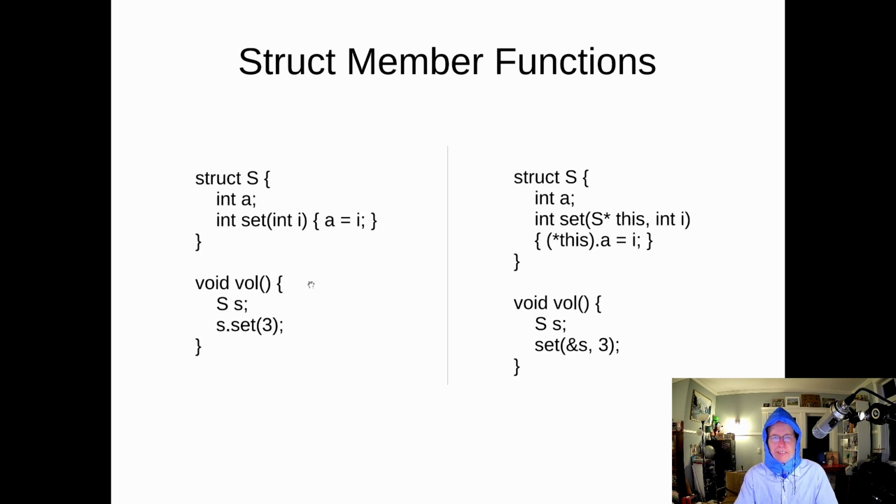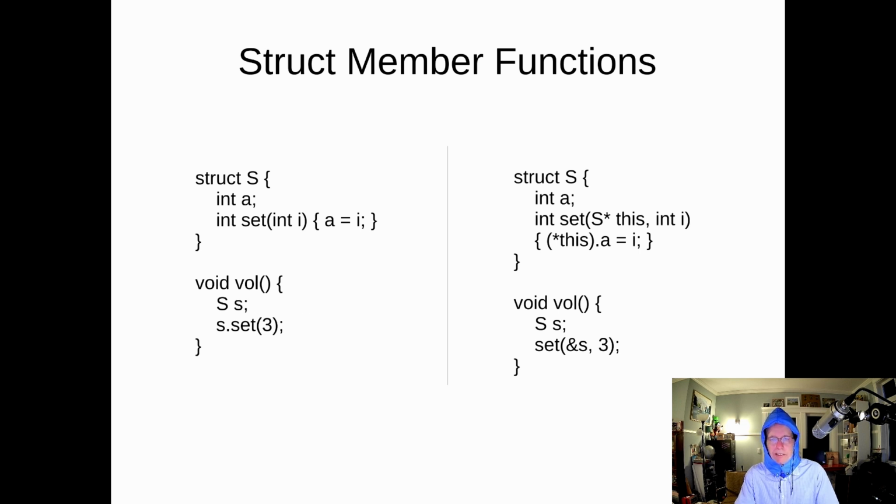Struct member functions. If you're like me, the first time you set eyes on a struct member function, you would see that A is being set to I. Well, how does the member function get a value of A, or how is it able to set the value of A, because A is not a parameter? Well, the trick is the compiler inserts a hidden parameter, we'll call it this, and that parameter is a pointer to the corresponding instance of struct S. And so we pass this in as a pointer, and then we can set A indirectly through this pointer.